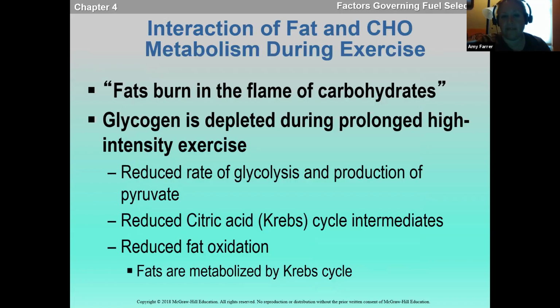So fats burn in the flame of carbs. As we deplete our pyruvate and glycolysis and that production, we don't have as much to feed the Krebs cycle. So we have to get into that fat oxidation so that it can feed the Krebs cycle and we can keep going. Once that glycogen is depleted, we get to burn up more of that fat to use as a fuel.